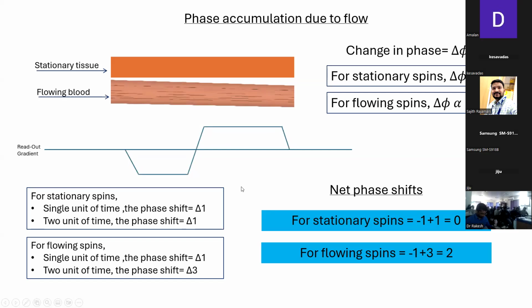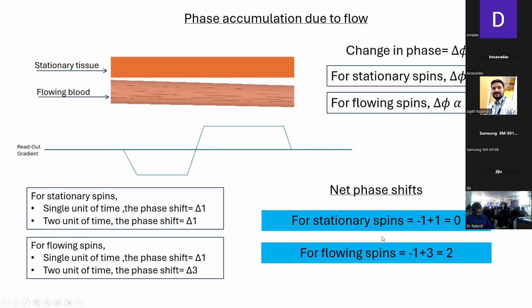For flowing spins, let's calculate the same scenario. For a single unit of time, the phase shift will be t square. For 1 unit of time, it will be 1 square, which is 1. For 2 units of time, the time is 2, so 2 square will be 4. We can calculate the phase shift: the difference between 1 and 4 is 3, so our total phase shift will be delta 3.